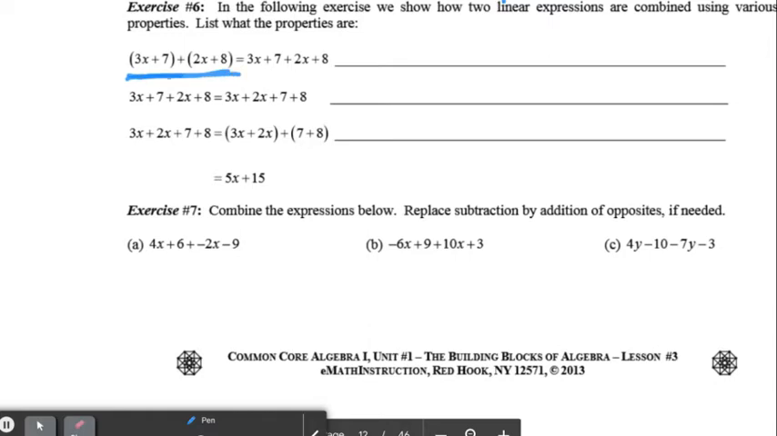So for exercise number 6, we have to say what the properties are. So we have this. The quantity 3x plus 7 plus the quantity 2x plus 8 equals this part over here.